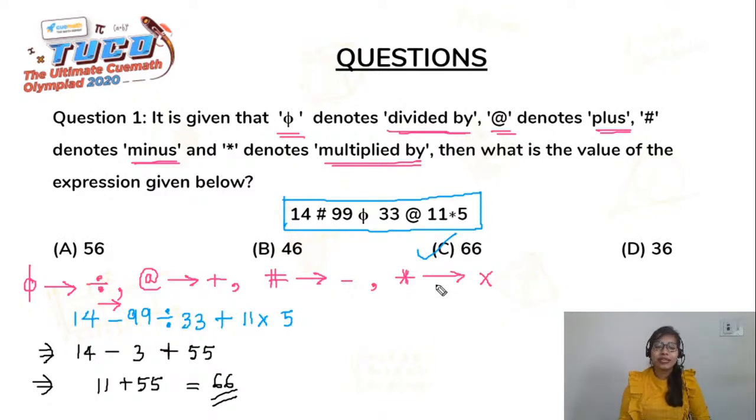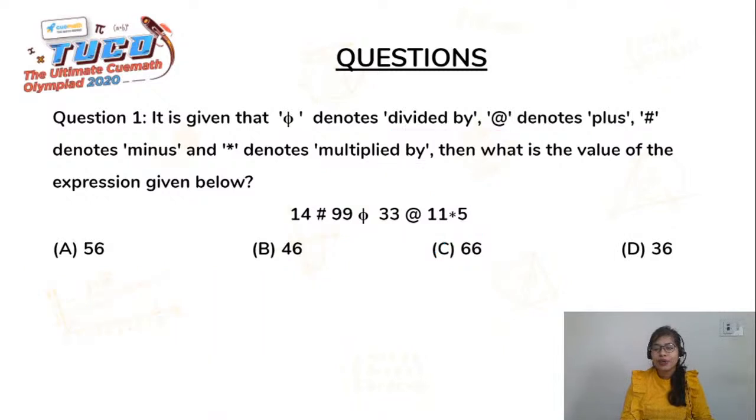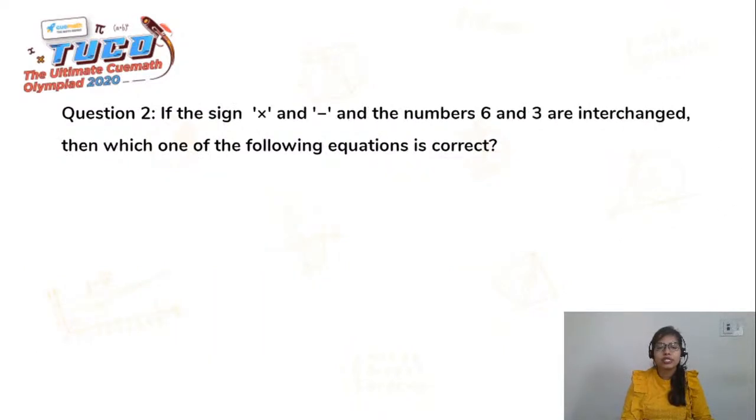I hope all of you were clear with this question. This was a very basic question and very easy as well. You just need to be careful about what symbol denotes what, and carefully substitute it and keep BODMAS in your mind while evaluating it. That's it. Okay. Nobody can stop you from getting the right answers. All right. So with this, we would be going ahead with our next question.